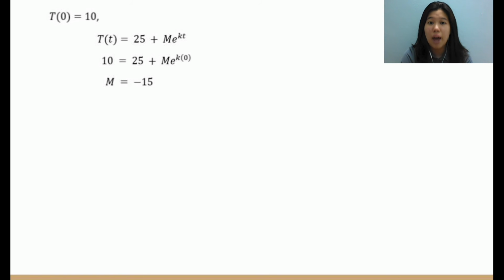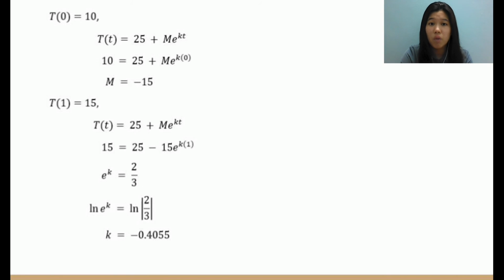To solve for the values of M and K, we first substitute lowercase t = 0 and T0 = 10, which is the first measured temperature, into the general equation. Then we will get M = -15. From the question, we know that the ice cube tray becomes 15 degrees Celsius after 1 hour. Let's define our function to represent time in hours. So T1 = 15, and we substitute it into the new general equation where M = -15. We will get K = -0.4055.